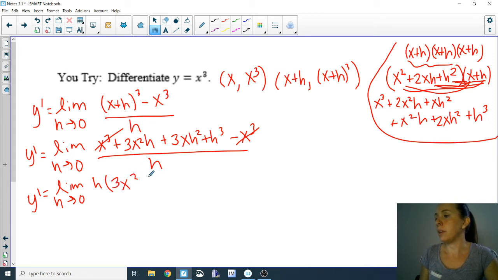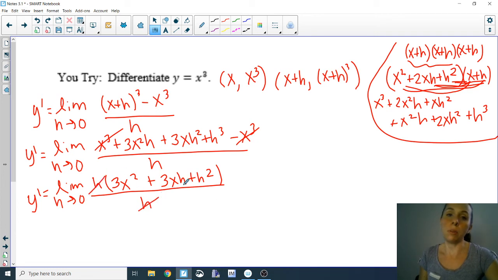Do you see what I'm doing now? After I canceled the x cubed terms because they add to 0, I am factoring an h out of what's left in the numerator, as we've done so many times, to divide with the h in the denominator. And we now can sub zero in.